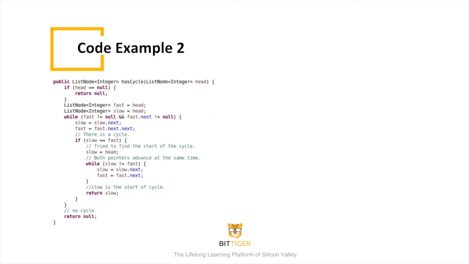Here is the code example. When slow and fast meet, there is a cycle. We simply set slow equal to head and move the pointers together until slow equals fast. When they meet, slow is the start of the cycle. If there is no cycle, we return null. The time complexity is big O of n, since we linearly traverse the linked list. The space complexity is a constant big O of 1, since we use only 2 variables here.